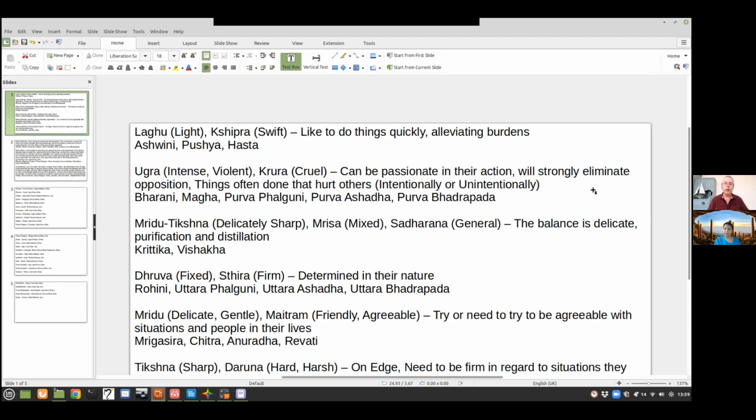And quite often with planets in Vishakha Nakshatra, the individual finds themselves on two simultaneous paths, and they have to kind of purify out of their lives which one of those paths they need to move on from.